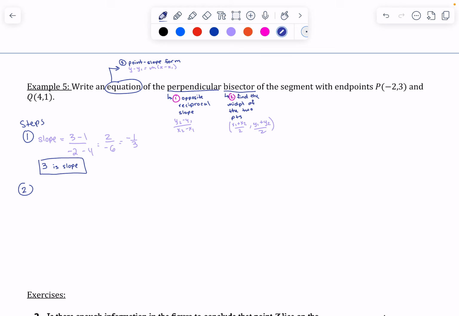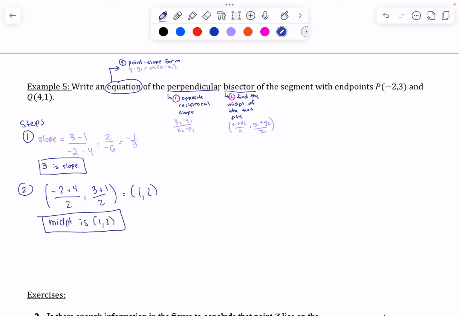Step 2 is to find the midpoint. So again, I have the formula here. I'm just going to do the sum of my x values divided by 2 and the sum of my y values divided by 2. So that's going to be 2 over 2, which is just 1, and 4 divided by 2, which is just 2. So the midpoint is (1, 2).